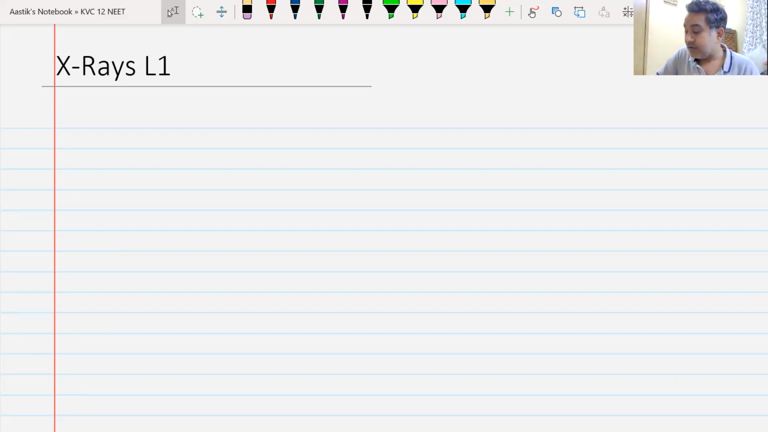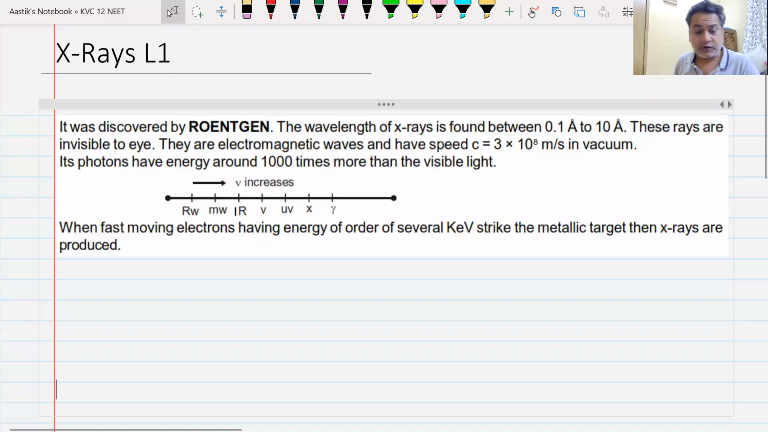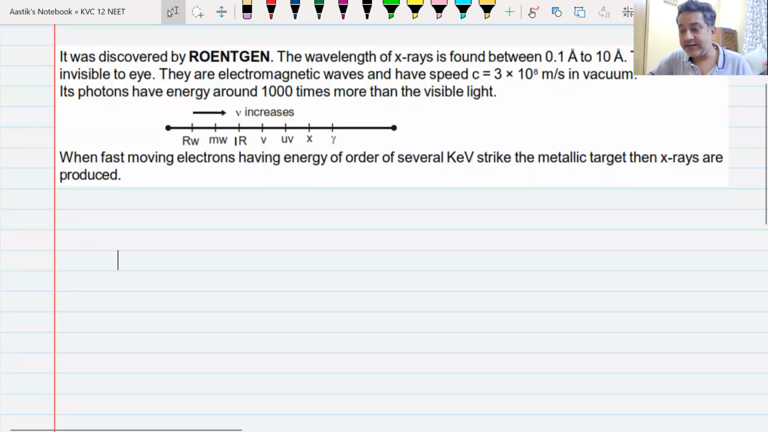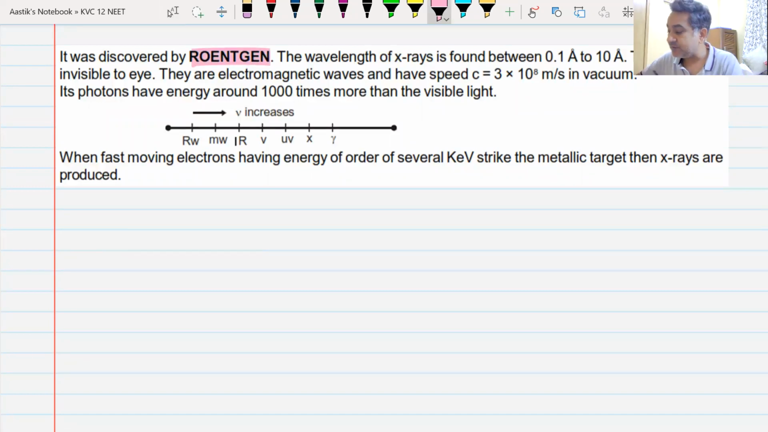Okay. So this X-rays. Remember whatever points are there. Remember about them. These X-rays were discovered by a scientist named Roentgen. Remember this? They might straight away ask you who discovered X-rays, so you must be able to remember.